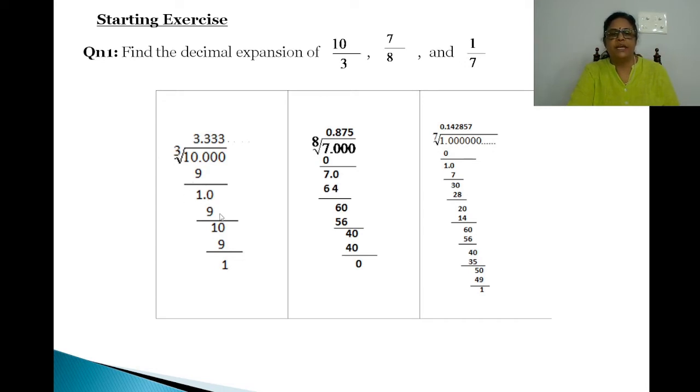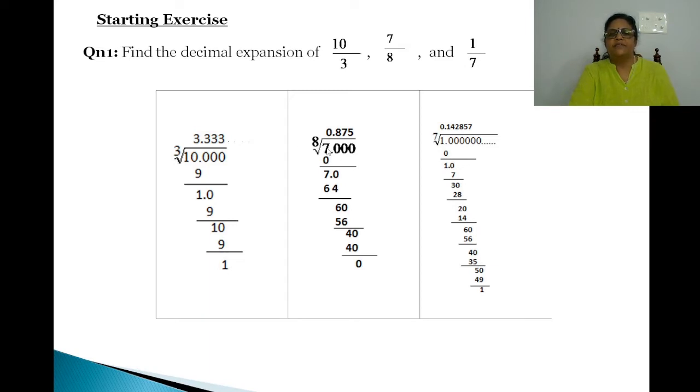Again in 10, 3 times 3 is 9. Again remainder 1. Again 1 more 0 down, 10. Again 3 times 3 is 9. So it will repeat and go on forever. So 10 by 3 is equal to 3.33333.